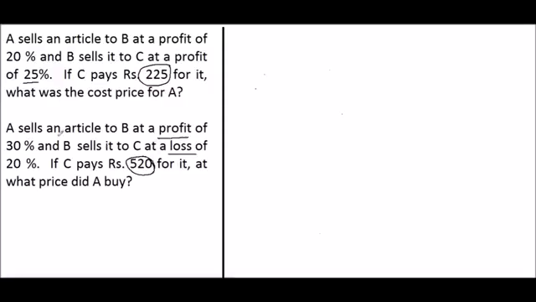Now you see, here I'm taking in this way. Cost price of A I'm taking as 100. Then obviously A sold that one to B at a profit of 30%. After taking profit of 30% on 100, A sold that one to B, so B's cost price is 100 into 130 by 100. Now B's cost price is 130.